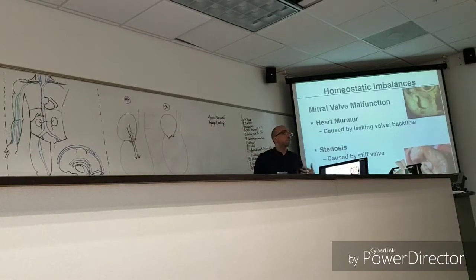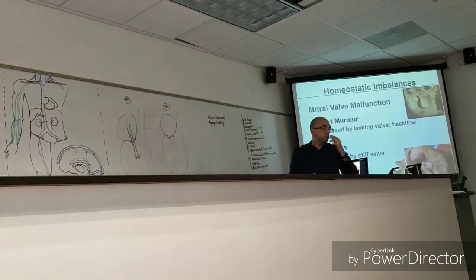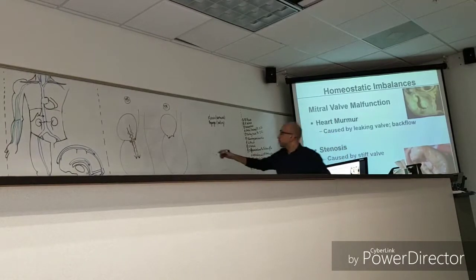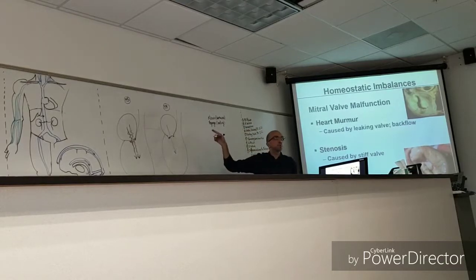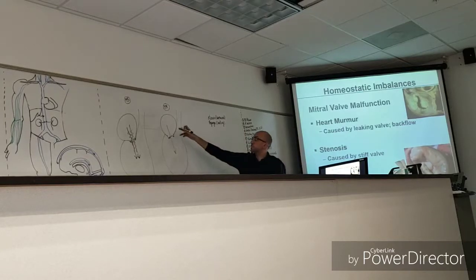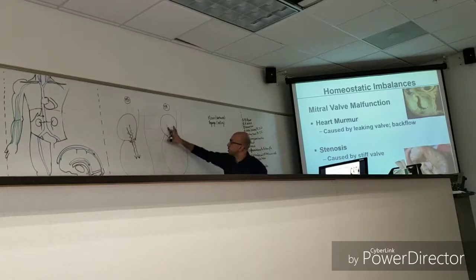When would I have a turbulence in the blood flow? If it's leaking, will I have any problem moving the blood from the atria to the ventricle? Do I have any problem passing through a leaking valve? No, so I won't have a problem passing here from the atria to the ventricle. So this will not be producing a sound.